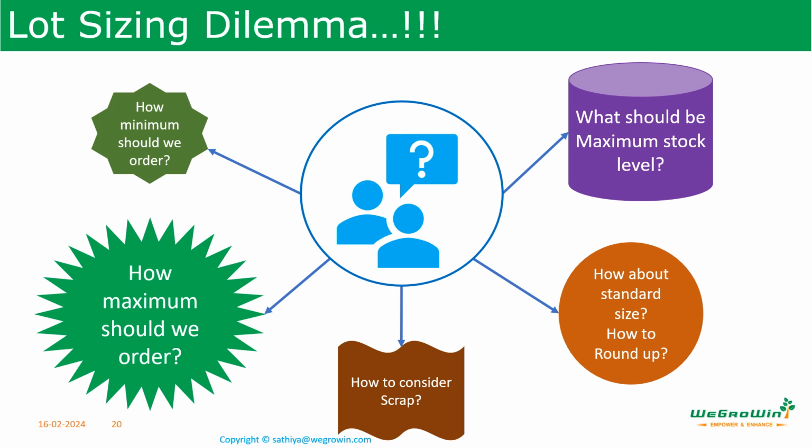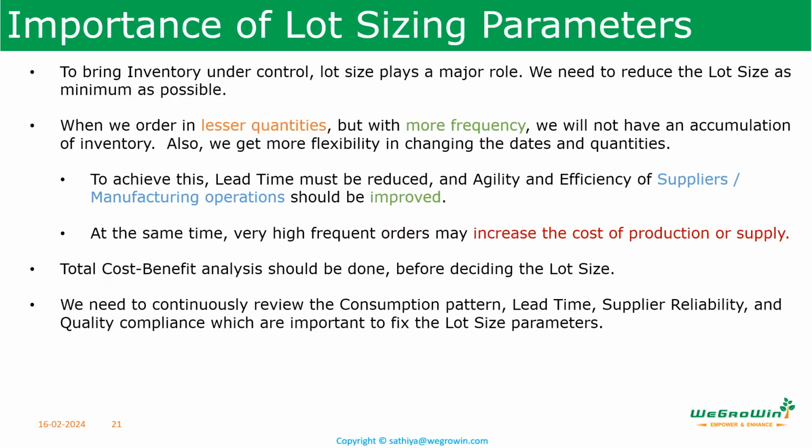What is the standard lot size you have to produce? There will be many conflicts. Why? Because, to bring down inventory, lot size is very important, as I just told you. We need to reduce the lot size as much as possible. When we order smaller quantities but with more frequency, we will not have accumulation of inventory. So we'll have enough space, one. Second, we'll have very good flexibility in changing the dates and order quantities.